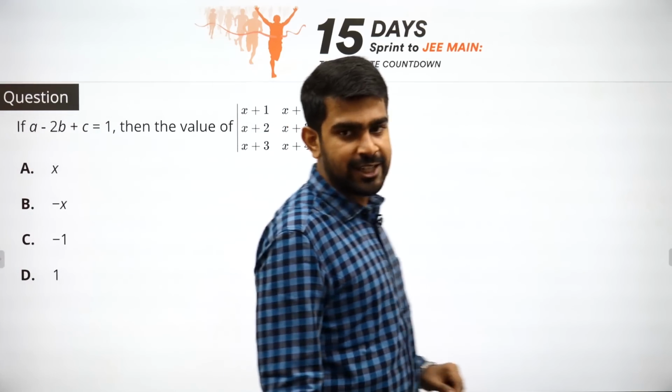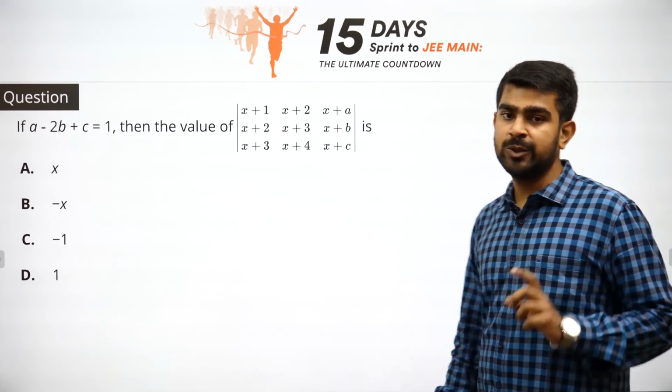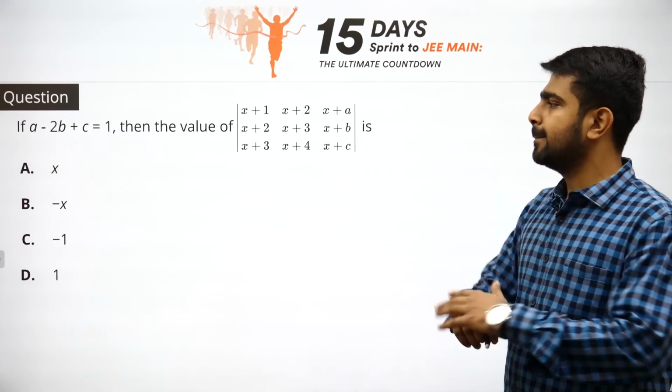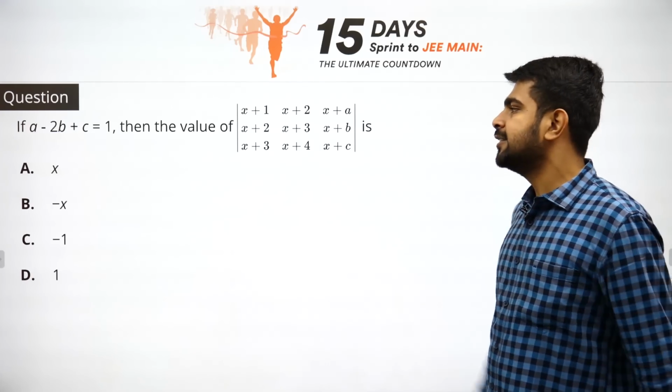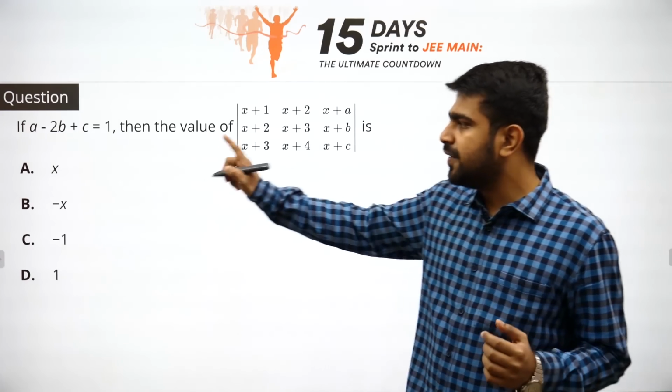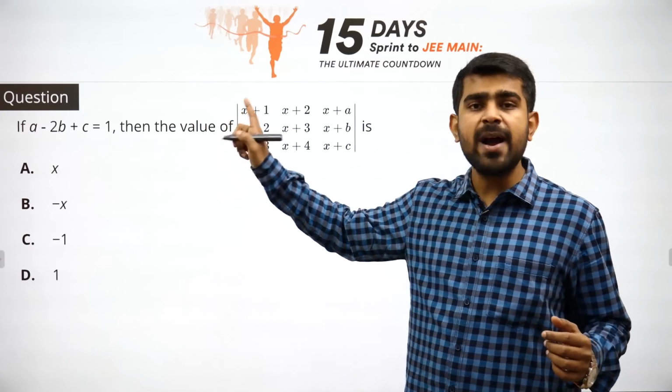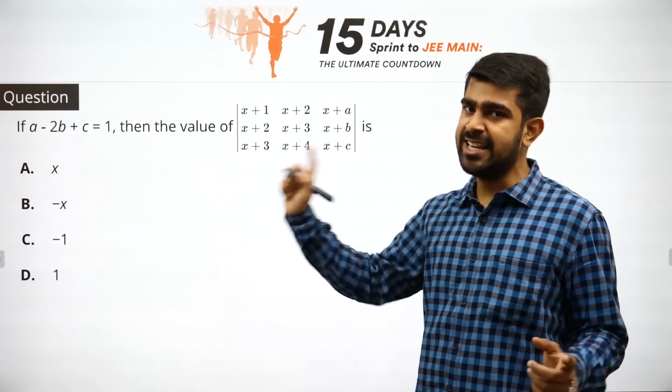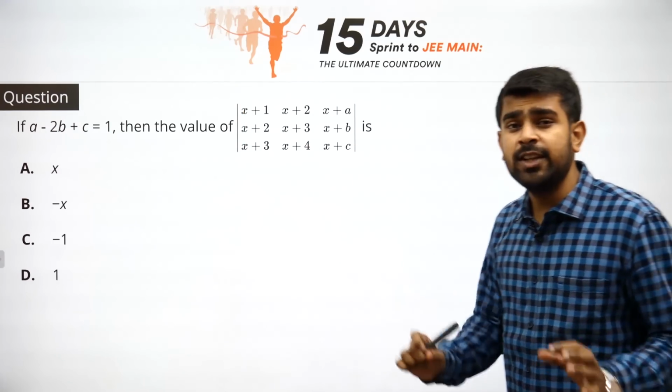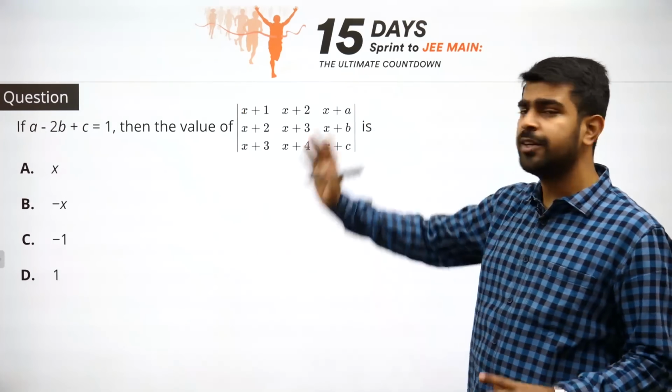Now this is again a very good question. Please try to solve it. Okay, so now what have they given here? They have given that if a minus 2b plus c is equal to 1, then they are asking you what is the value of this determinant over here.